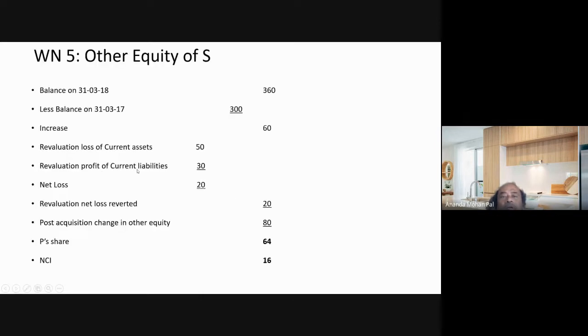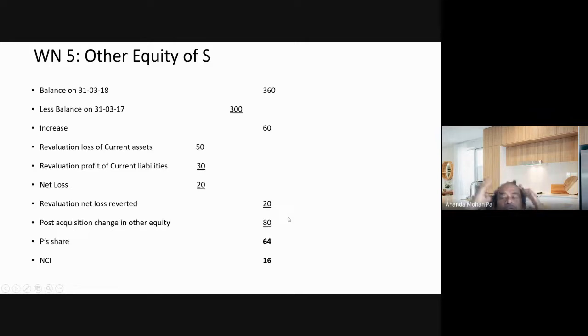So revaluation profit on current liability is 30. So ultimately, revaluation net loss of 20. Mind that it is for current, so it should be reverted, and reverted, this loss would be shown as profit. Revaluation net loss reverted means it would be profit. It is taken as profit increase. So 60 was increased, and then for revaluation you have to account for another increase of 20. So 60 plus 20, post-acquisition change in other equity is 80.